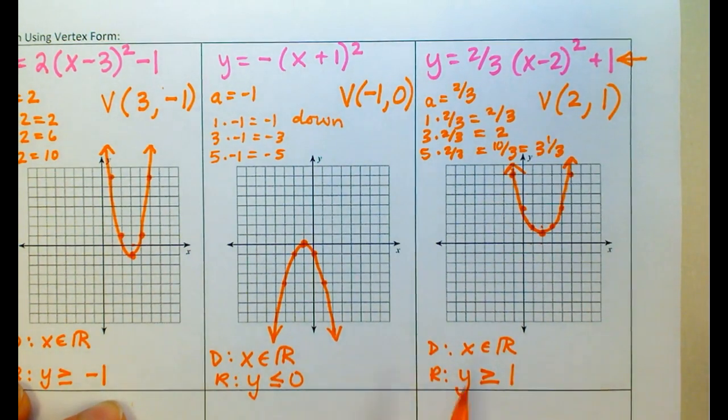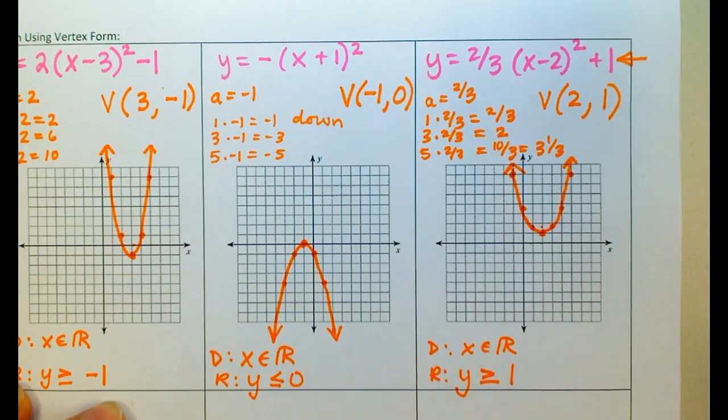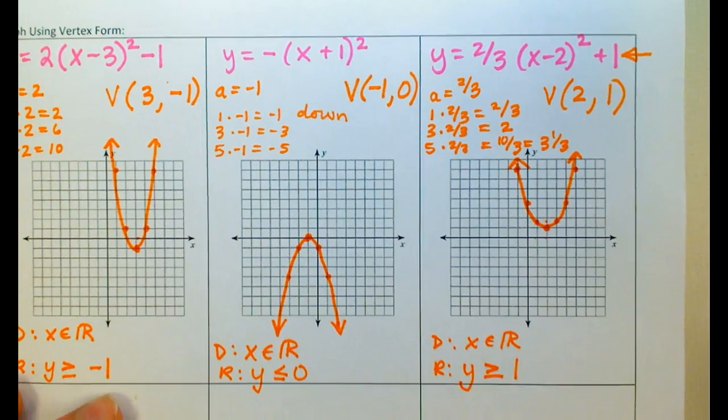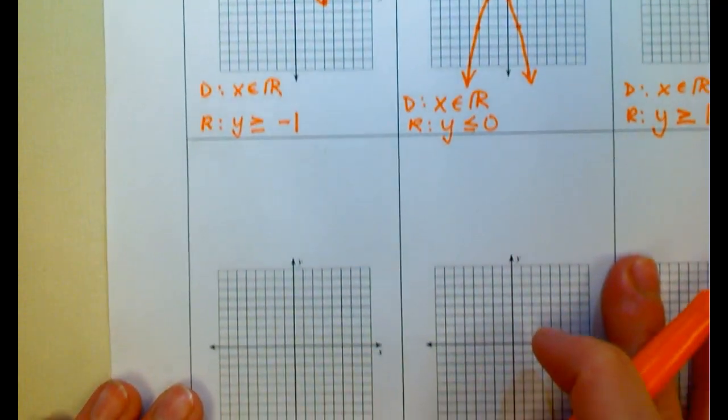I know my domain is correct because all of the domains are all real numbers. My range, all of my y values are greater than or equal to +1. So I did it successfully. All right, moving on to our next example.